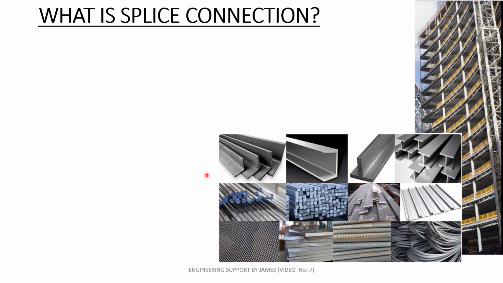So we use these types of members. This is an angle section, this is a channel section, this is a T section, and this is an I section or wide flange. This T section is nothing but half of the I section. These are circular solid sections, these are rectangular sections, these are plates, and this is another construction material, the checker plate. There are many things required, and manufacturers have some limitations.